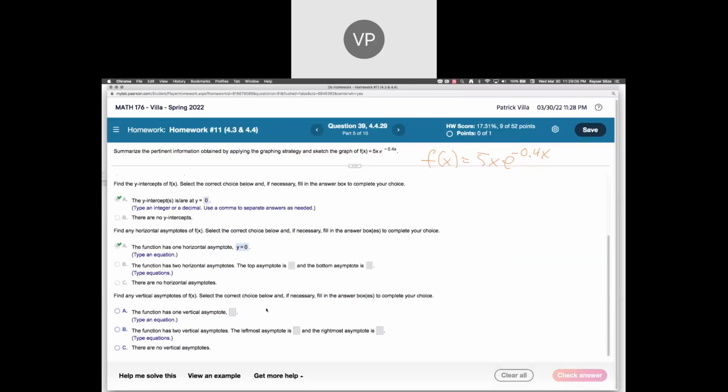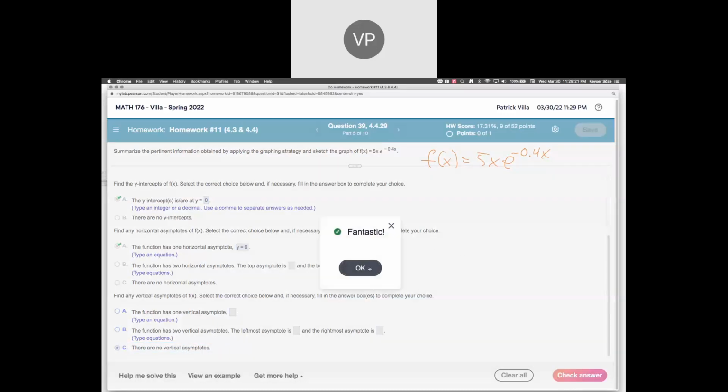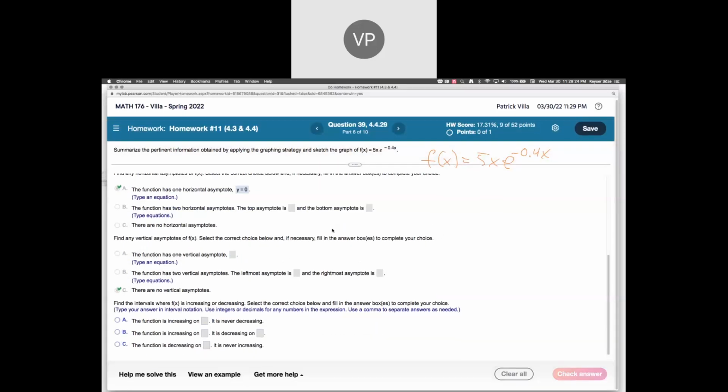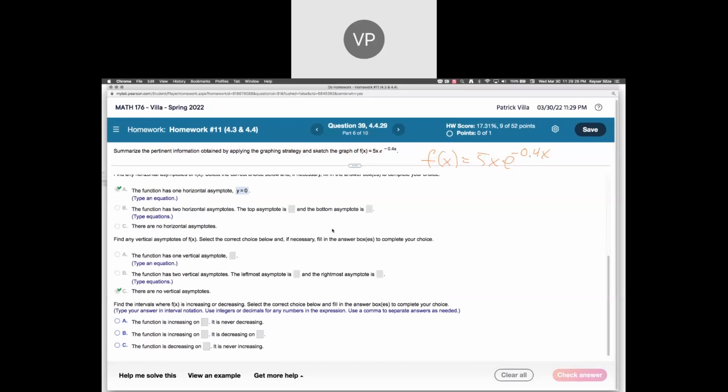Now they want vertical asymptotes. And remember, vertical asymptotes go directly off of what your original domain was. Well, if I had a domain of all real numbers, there's never going to be any vertical asymptotes. So in this particular case, we should have none. If it was like x could not equal 4, x cannot equal 7, those are most likely going to be your vertical asymptotes. All right, now we need to find out where it's increasing or decreasing, which means now it's time to do some derivative work.